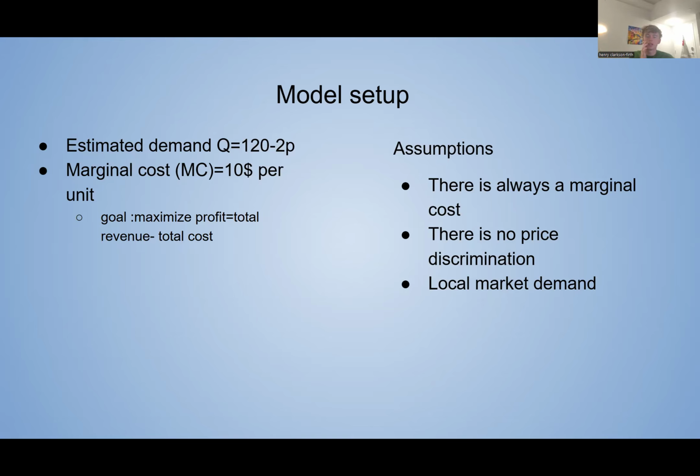Just for some assumptions, to make it completely clear, there's no price discrimination, like I said before, so we can make as many of these cronuts as we want for the $10. There's always going to be a marginal cost, so the $10 will always be there, and there's always going to be local demand.